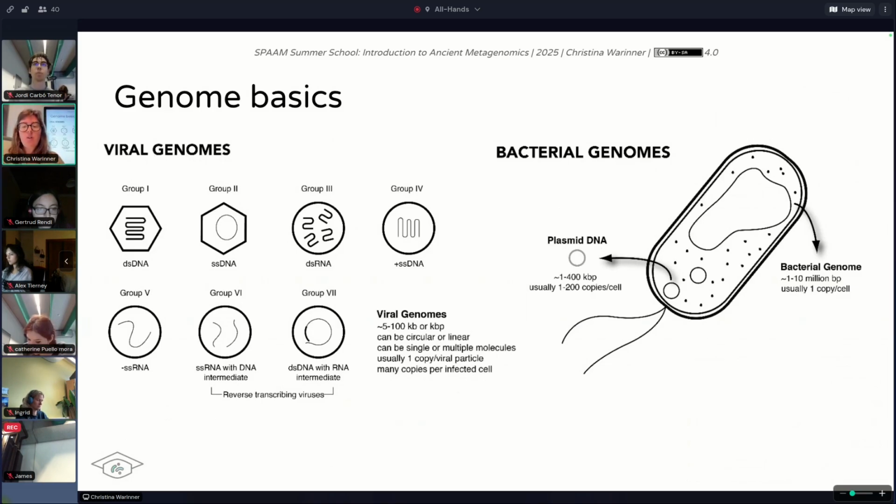They also often will have something called plasmids, which are kind of extra forms of DNA that are circular, that exist within the cell. They can often be horizontally transferred. They often contain useful genes, things like antibiotic resistance genes or virulence factors. Those tend to be between 1 and 400,000 bases long, and they can be present in one copy or up to 200 copies per cell. The other thing about bacterial genomes is that they're usually circular, but not always.